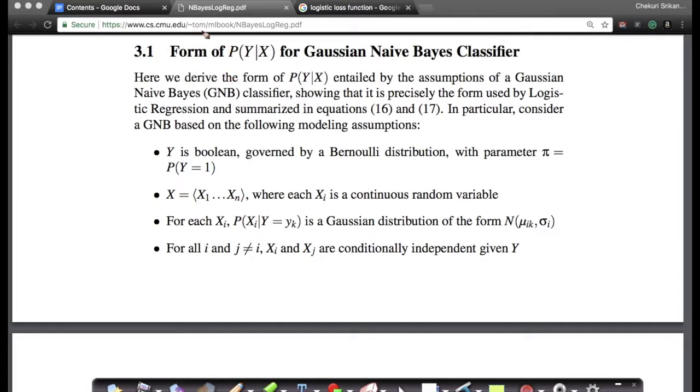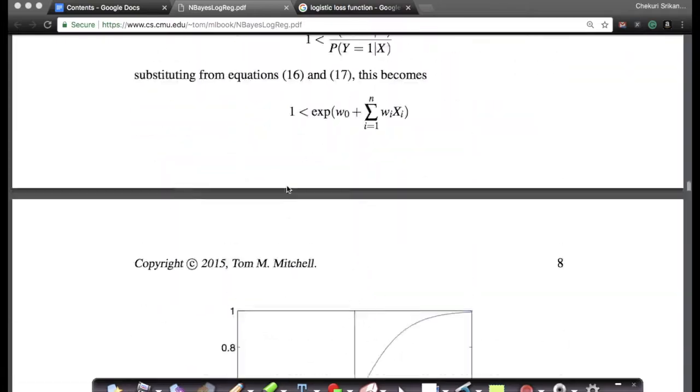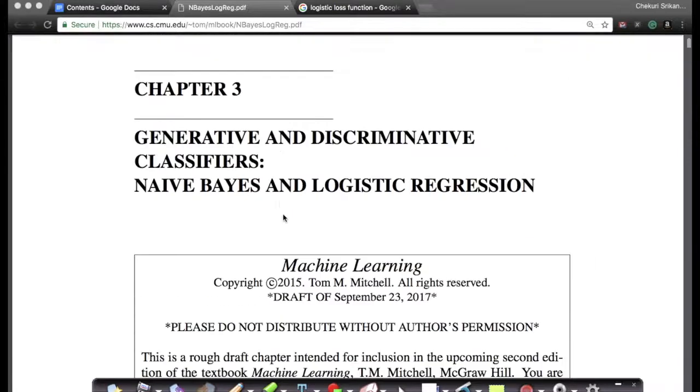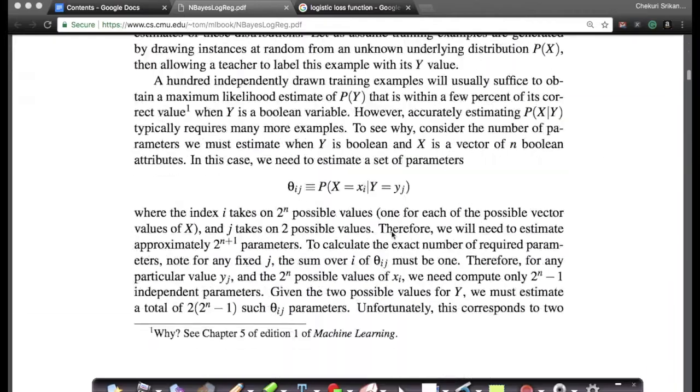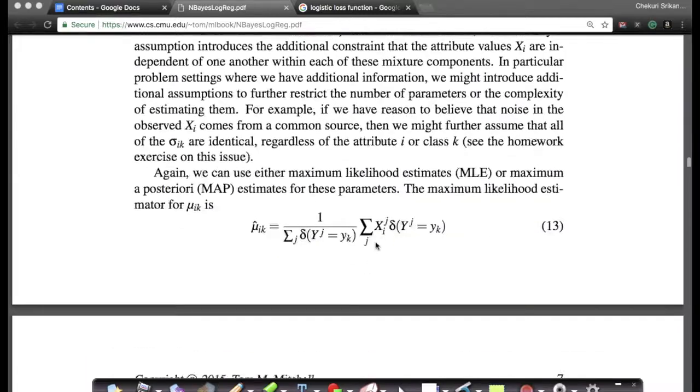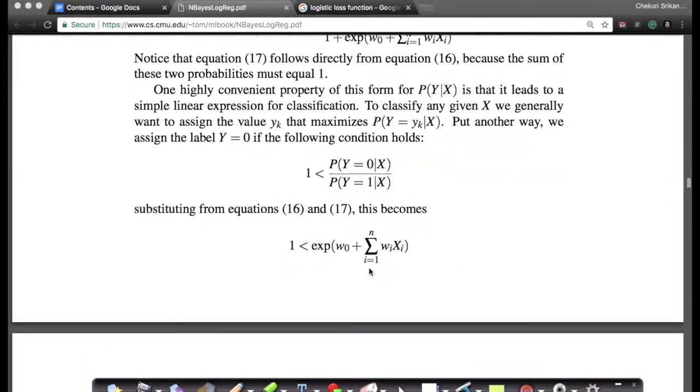There's a very nice book, which I'll link in the description of this video, by a professor called Tom Mitchell at Carnegie Mellon University. A very good introductory textbook for machine learning. In one of his notes, he literally derives the whole idea. This chapter is called generative and discriminative classifiers, naive Bayes and logistic regression; don't bother too much with the equations. He first explains the whole naive Bayes concept, and then he extends naive Bayes to arrive at logistic regression very gracefully.